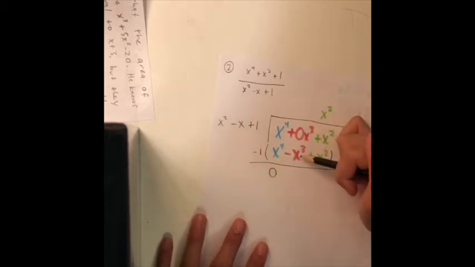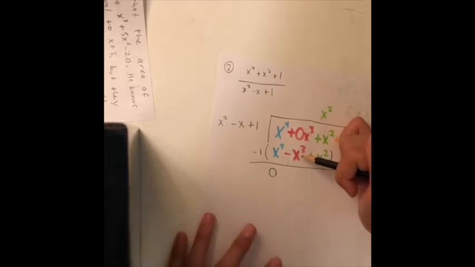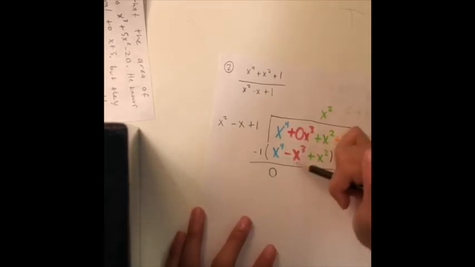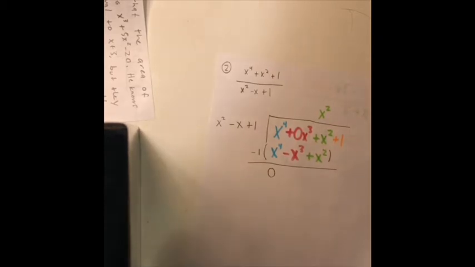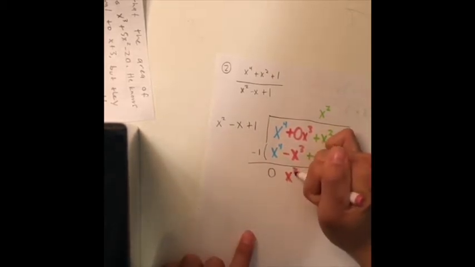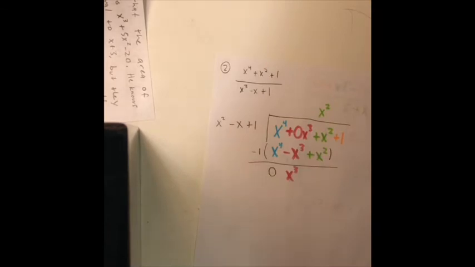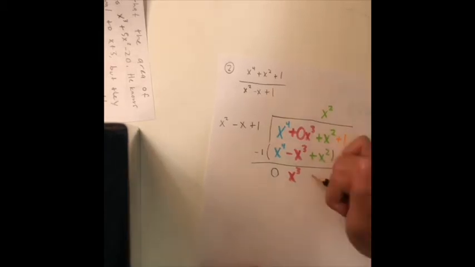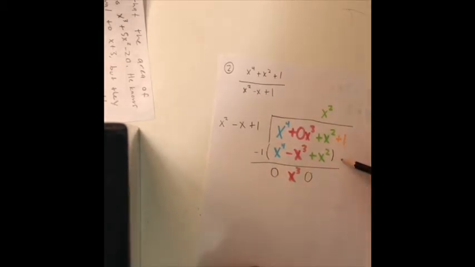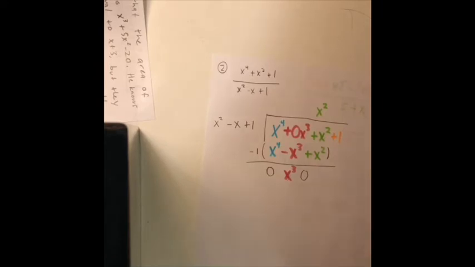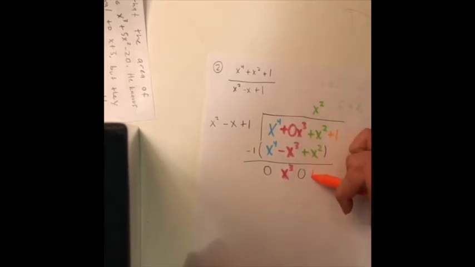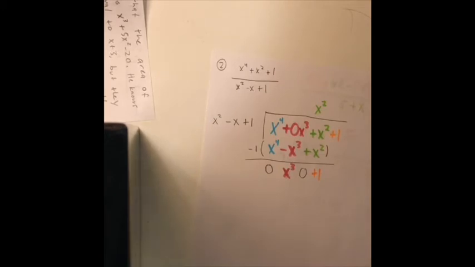-1 times negative x cubed is going to be x cubed. X cubed plus 0 is going to be x cubed. -1 times x squared is going to be negative x squared. X squared plus negative x squared is going to be 0. And then you drop down this 1. Okay. Now we just repeat the process.